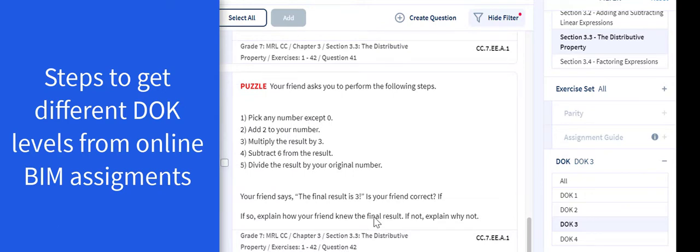So again, if you're struggling trying to figure out, am I using depth of knowledge 1, 2, or 3, your Big Ideas is a great resource.